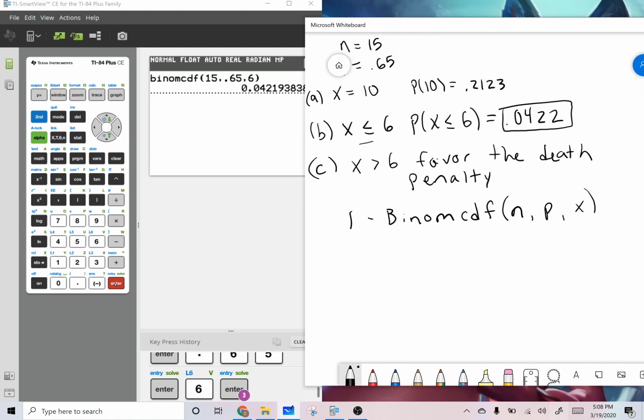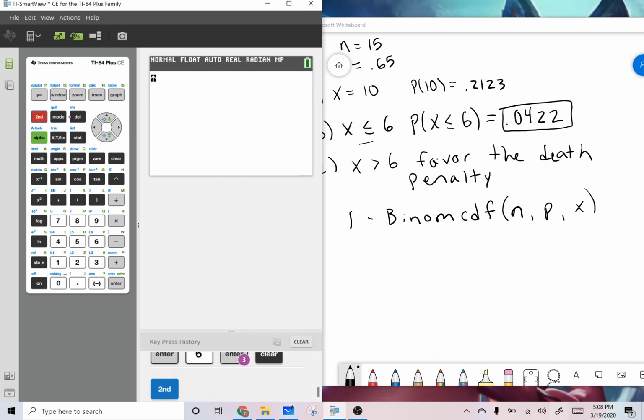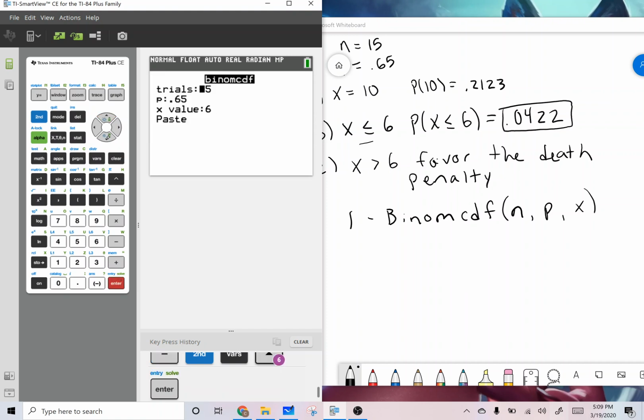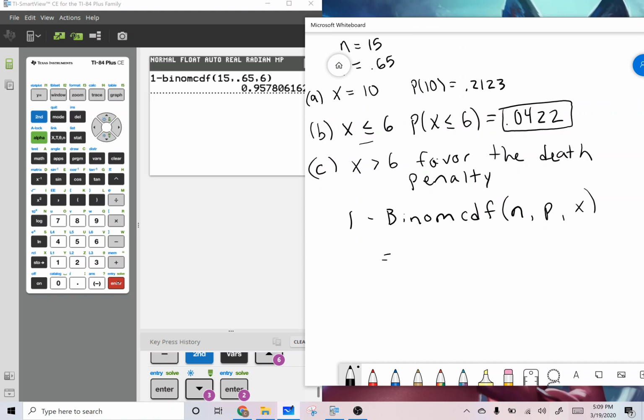If we do this, I have a feeling we're going to get around 95%. So we're going to clear that, and we're going to put 1 minus second vars binom CDF. 15 trials, 0.65, and 6. That's fine. We push enter, and we get 0.9578.